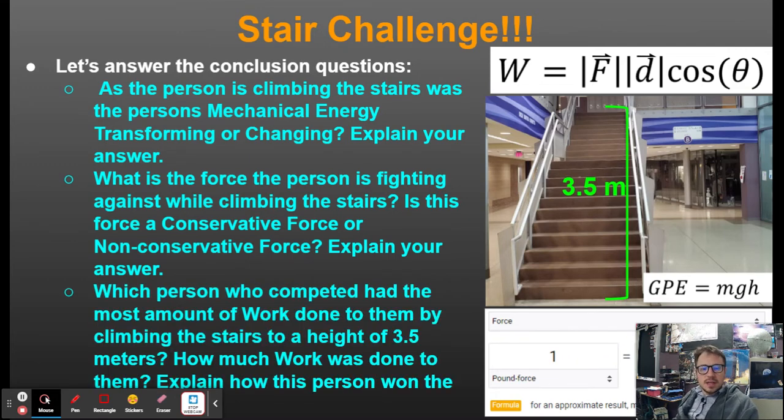Now this is the key to the whole thing. Which person who competed had the most amount of work done to them climbing the stairs to a height of 3.5 meters? How much work was done to them? Explain how this person won the challenge. Well, in most of the classes, I won, and that was because I was carrying Bob, that big anvil. I was carrying more weight. I was applying a larger force up the same displacement of those stairs. We all went to the same height, but I gave myself an advantage. Even though I acted like I didn't want to do it, I gave myself an advantage by carrying Bob.